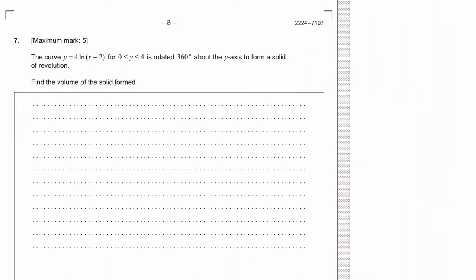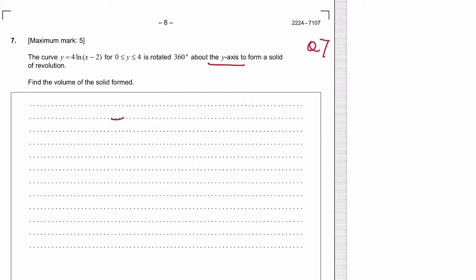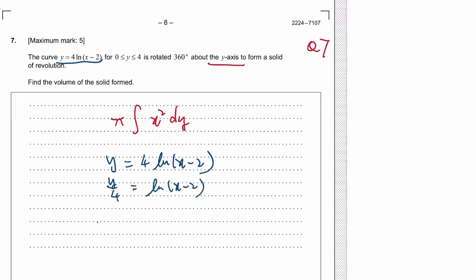Question 7 seems to be very typical volume of revolution. This is rotating around the y-axis, so the formula is pi x squared dy. By x squared, we really mean you need to go to the equation and make x the subject. So we make x the subject. We divide by 4. To get rid of the log, you exponentiate the other side, so x is e to the power plus 2.